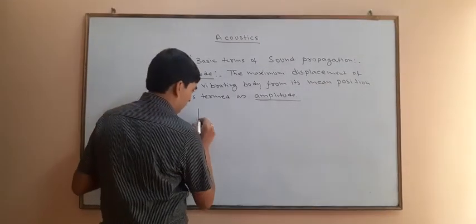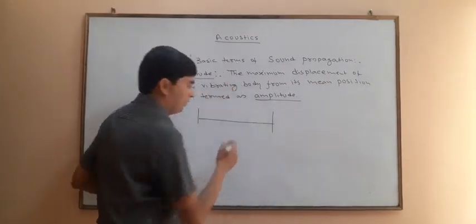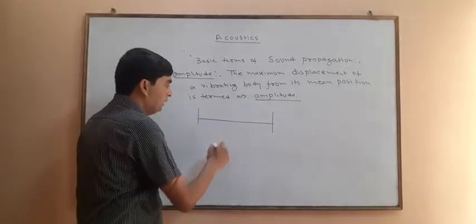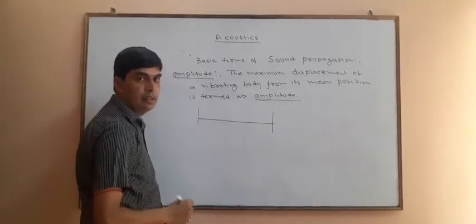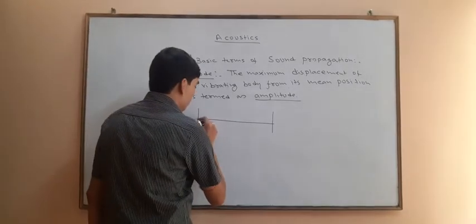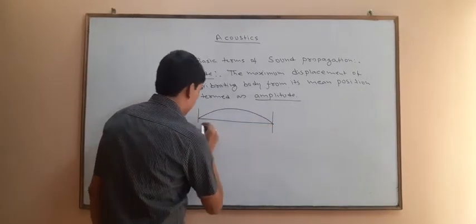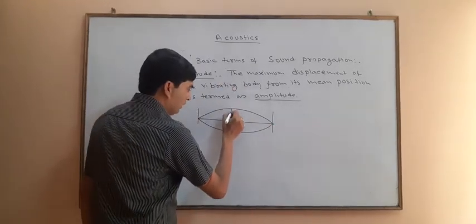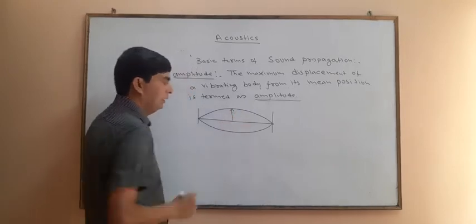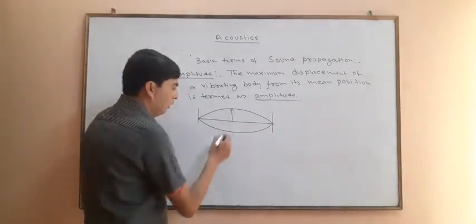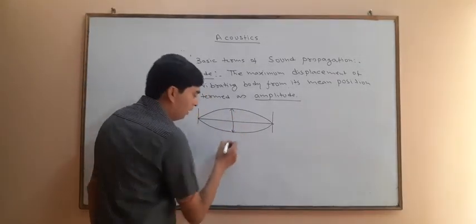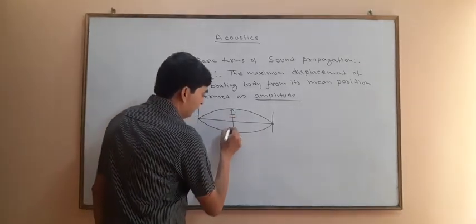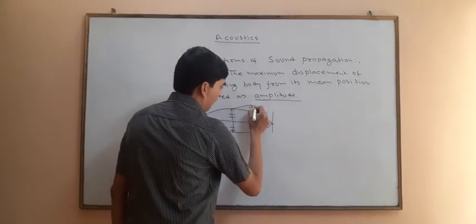Suppose you have tied a string. Now you are plucking it. When we are plucking it, it will go in random up and down directions. Suppose it has gone in a certain direction. From this position, this is the maximum displacement in the downward direction. So what we may conclude, this distance is the amplitude.